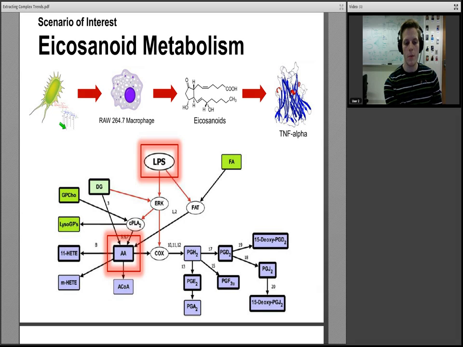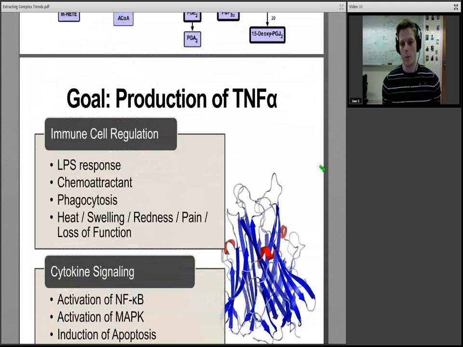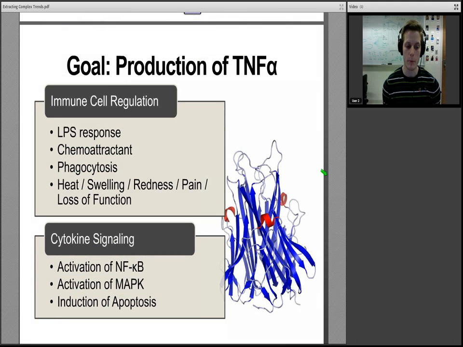And so looking at the metabolic network here at the bottom of this slide, you can see LPS highlighted at the top, and that'll activate all these different signaling pathways, which will yield then the formation of arachidonic acid, or AA. And then this arachidonic acid will be further processed into a number of different molecules, including hydroxyeicosatetraenoic acids, that's a mouthful, on the left, and then prostaglandins on the right. And so the goal that we'll prescribe apoptosis.